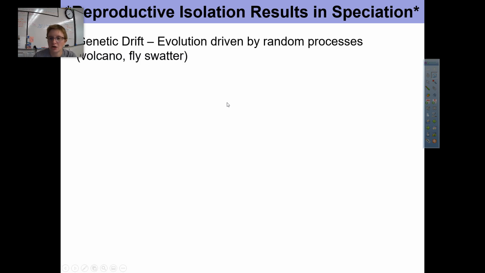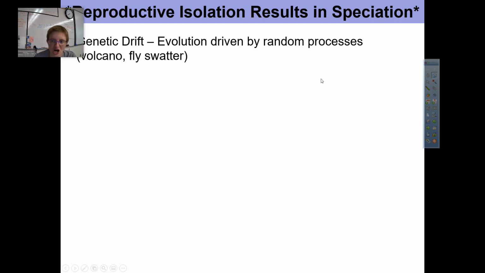All right. So, how do we get reproductive isolation? First off, let's remind you of genetic drift, which is evolution being driven by random processes like a volcano suddenly killing all the brown bunnies, or a fly swatter killing all of the red flies.